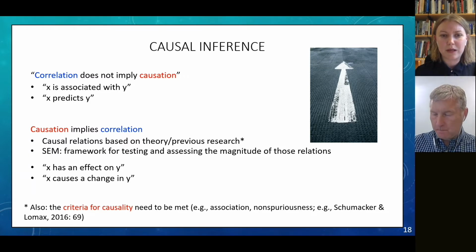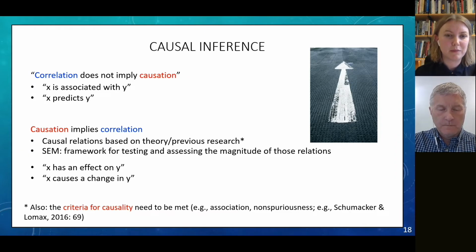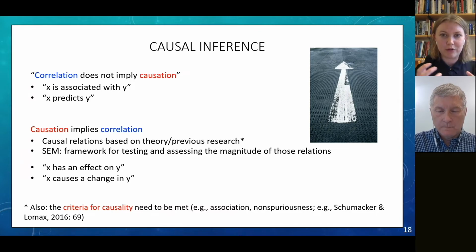So there are also some criteria that need to be met for causality, and you can read more about that here. So SEM is a framework for testing and assessing the magnitude of those relations. Again, we're not identifying it, we're testing our beliefs about these causal links to see if it actually makes sense when we have our data. And that allows us to say things like X has an effect on Y, or X causes a change in Y, right? So we're actually using more causality language in a way that we might have wanted to do in the regression world, but we weren't able to, really.